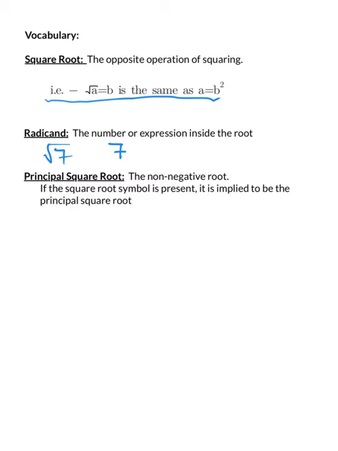The principal square root is the non-negative root. We'll talk about this later when we get into solving equations. But for now, note that we will always be working with principal square roots. If the square root symbol is present, it is implied to be the principal square root.